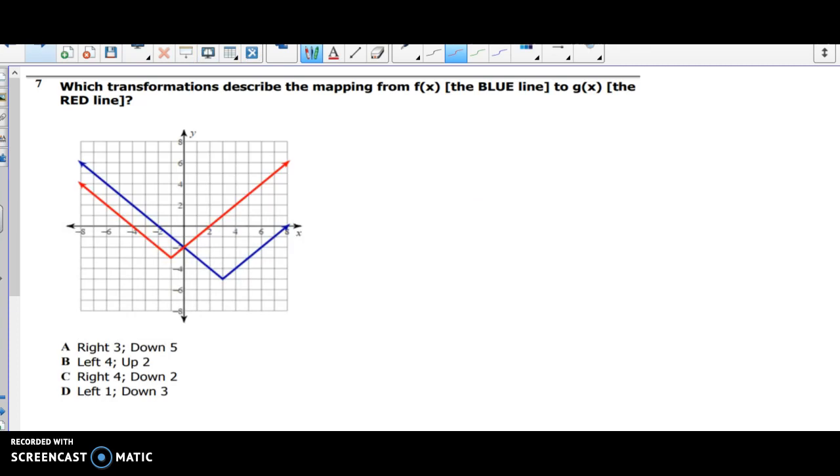Which transformation describes a mapping from the blue to the red? So how did we go in order to get from the blue graph to the red graph? Well, we went 1, 2, 3, 4. We went left 4 and up 2. Yep, left 4, up 2.